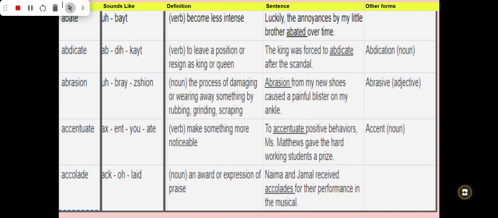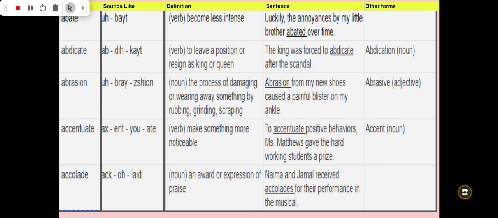Miss Matthews gave the hardworking students a prize. So, accentuate. Accent doesn't always have to do with voices and the way we speak. An accent could be like you have a picture that's all in black and white, but then there's an accent color that makes it stand out. It contrasts. It really brings your attention to it.